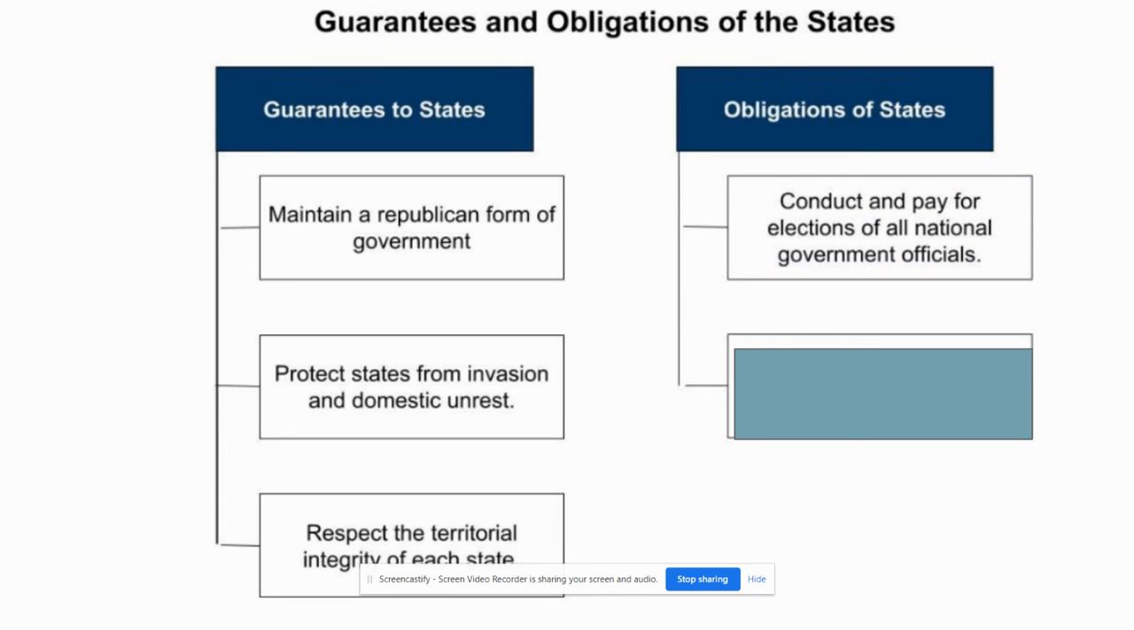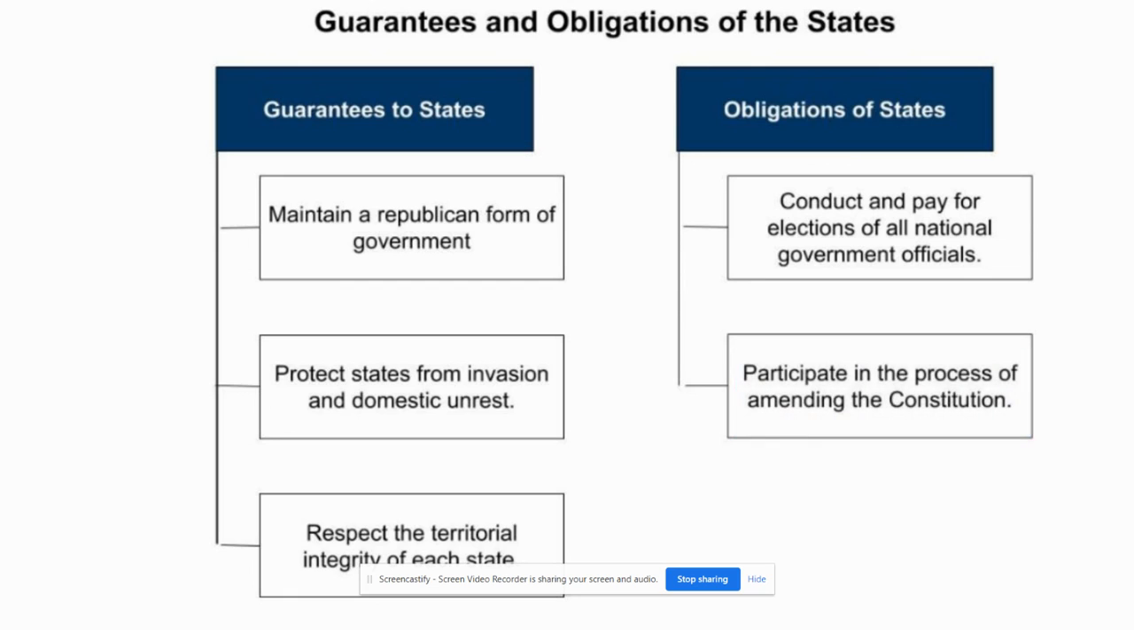Obligations to the states, that states have to do these things. We have to conduct and pay for elections of all national government officials. We also have to participate in the process of amending the Constitution when those amendments come our way. And that doesn't happen very often, though.